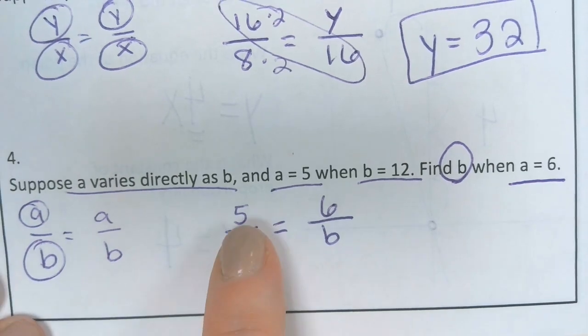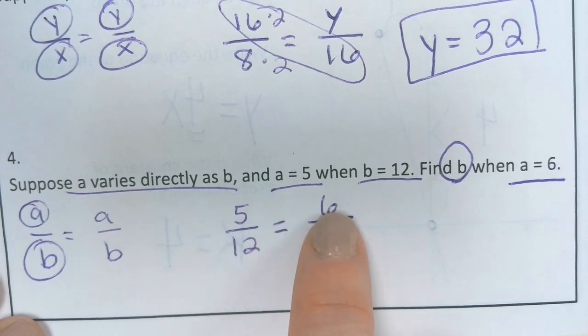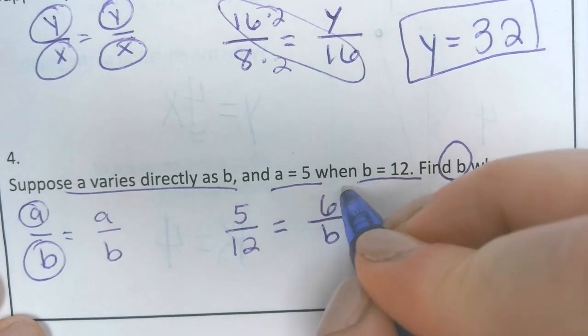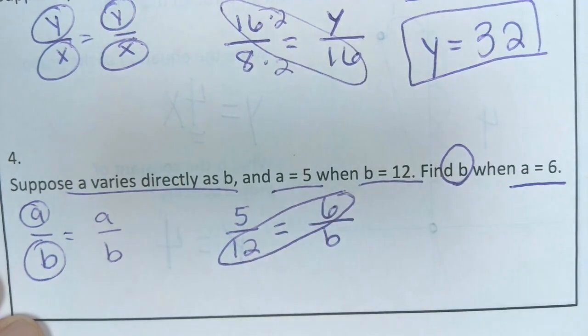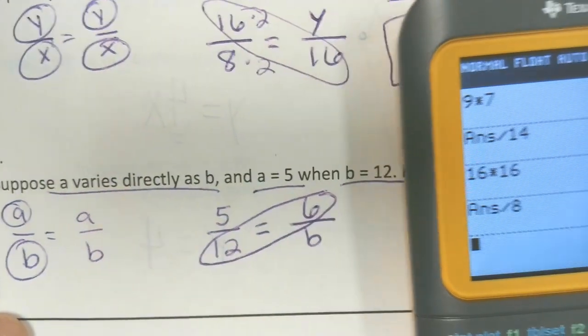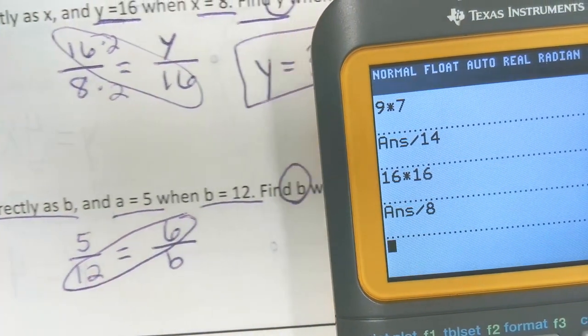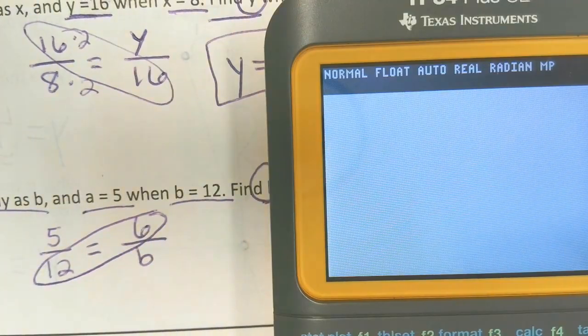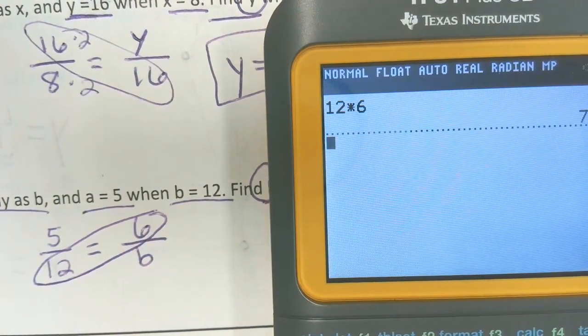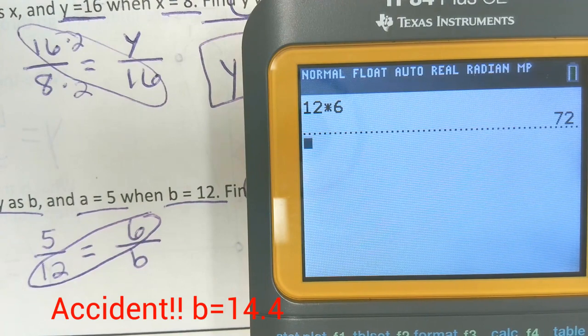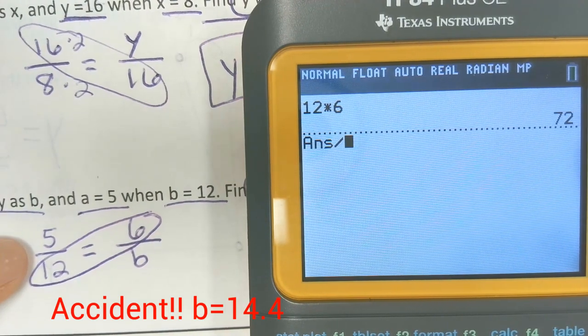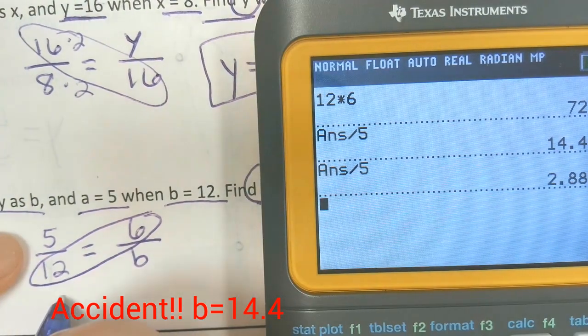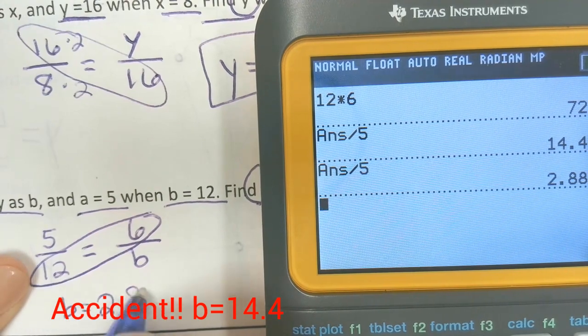This one's not an easy one. 5 times what gets me 6? Like, that's not an easy one. So I would cross multiply and divide. So I would multiply 12 times 6 and then divide by the other number. So B equals 2.88.